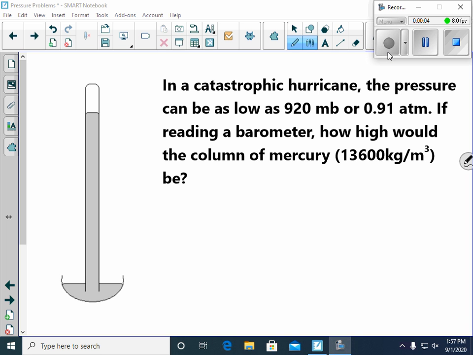Okay, so what I have here is a barometer problem. Let me just quickly explain how the barometer is set up. What we have is a dish that is open to the atmosphere. So all around here is just the air and atmosphere.